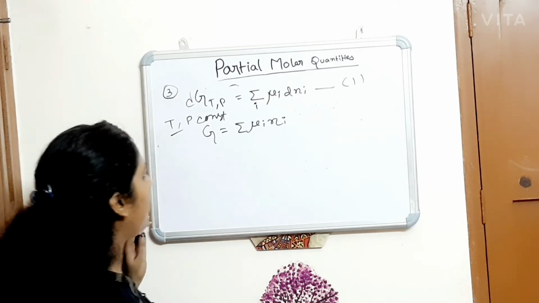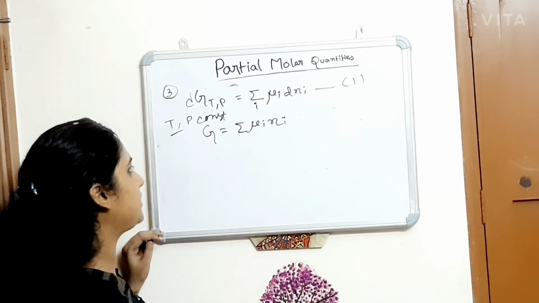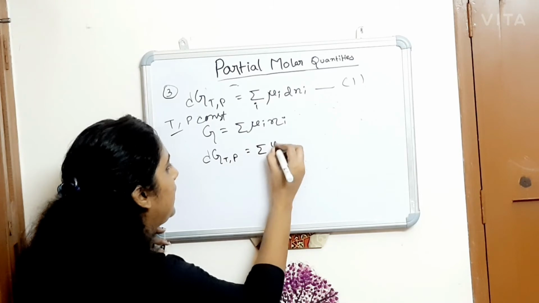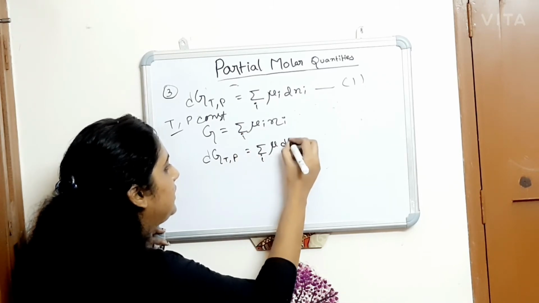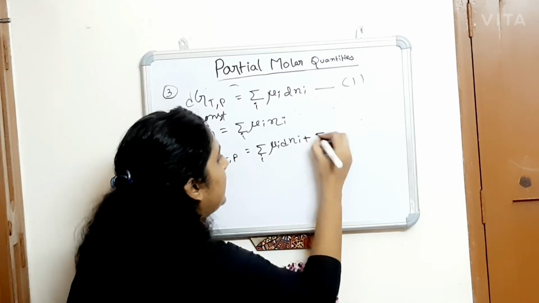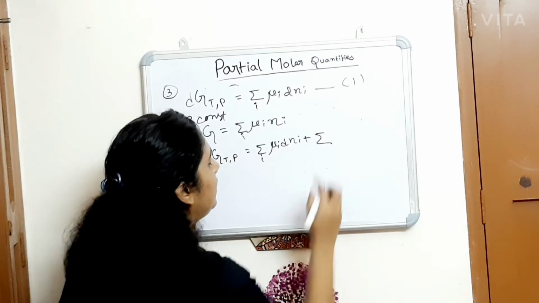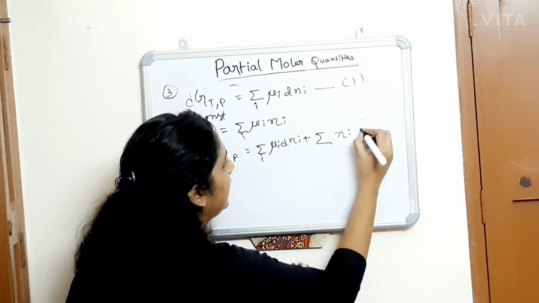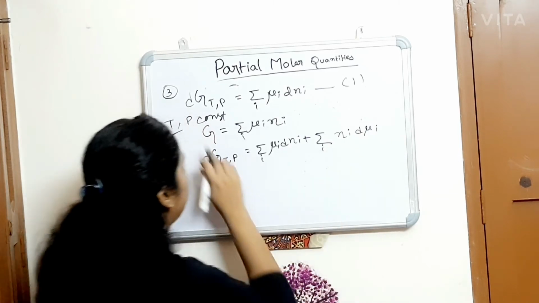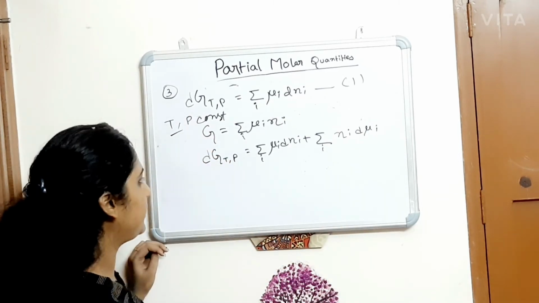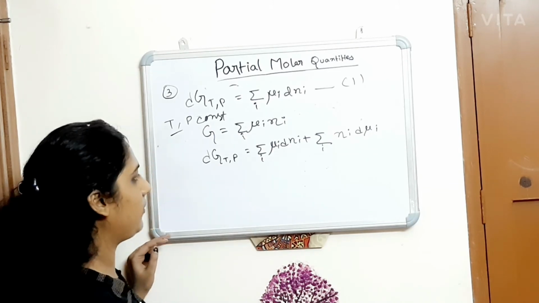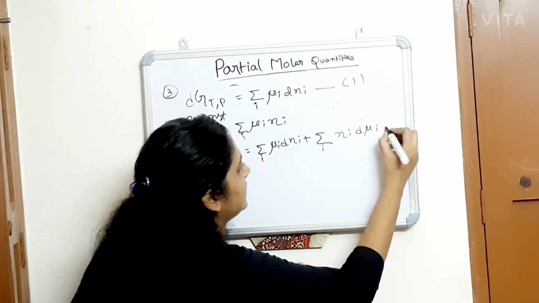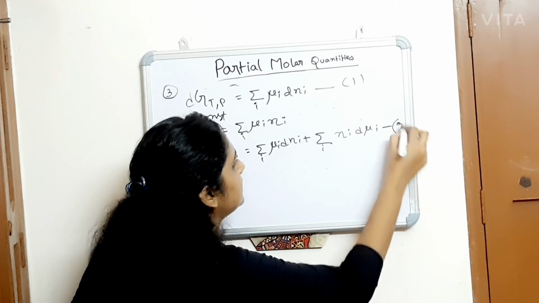So from this expression, what is the expression for dG at constant T and P? That is the sum over i of mu i dn i, plus, since the differentiation also applies to mu i, the sum over i of n i d mu i. So dG at constant T and P is equal to the sum over i of mu i dn i plus the sum over i of n i d mu i. This is equation 2.